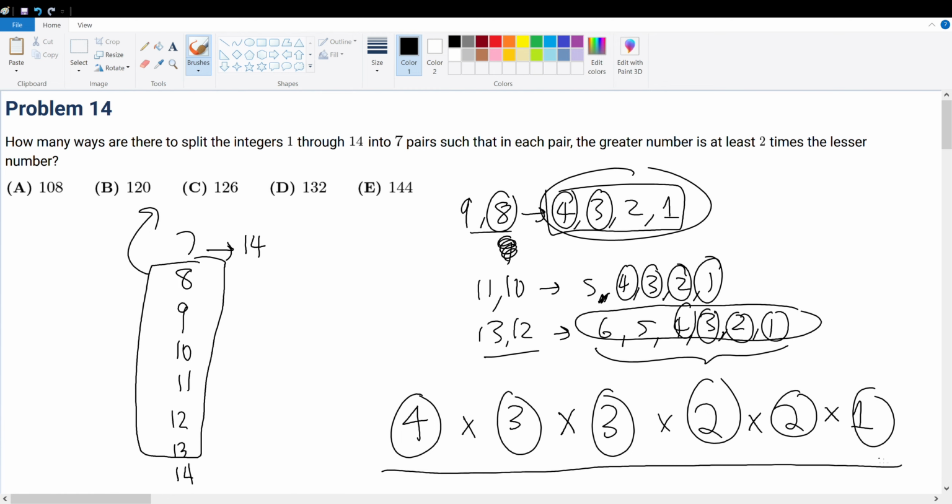And so this would be your final answer. Multiply it together, and you get your answer. So 3 times 3 is 9, times 4 is 36. 36 times 2 is 72, times 2 is 144. So your final answer is 144. Yep, so 144, that would be answer choice E.